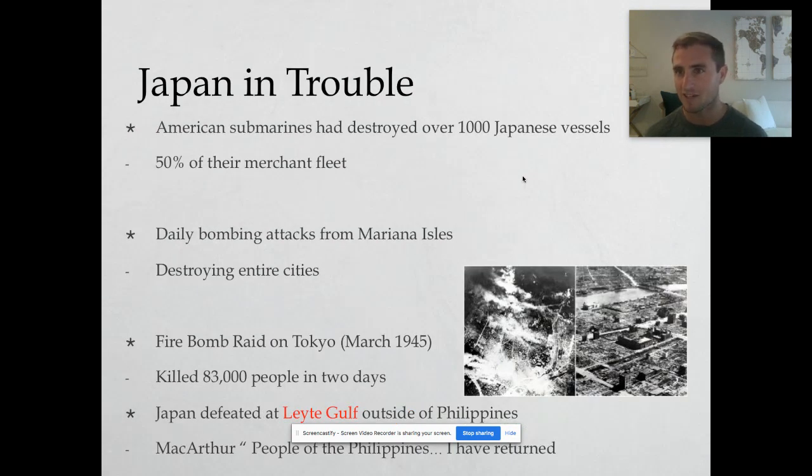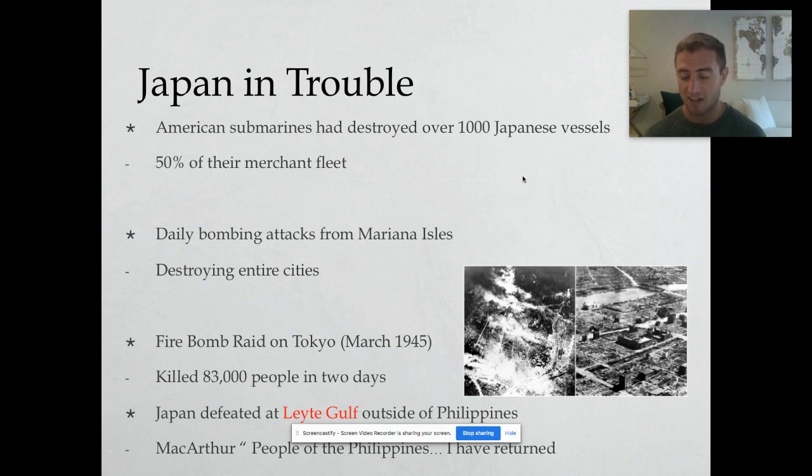Of course, the Japanese are still kicking. They're still alive. They're still fighting. However, it is very, very drastic in the Pacific. American submarines are causing havoc on the Japanese merchant marine. 50% of their merchant fleet sunk. Starvation is becoming a very serious issue. Daily bombing, and then some very controversial tactics used by the Allies, such as the firebomb raid on Tokyo, killing 83,000 people in just 2 days.